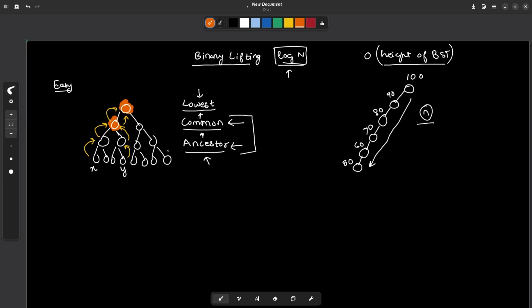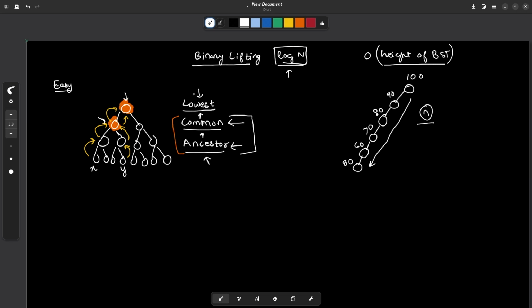Why? Because these are satisfying the conditions for common ancestor. How? Both of them are ancestors of x and y, because both of them lie on the path from x to root and as well as y to root. Both of them are common among them because this is also present in x and this is also present in x as well as y.